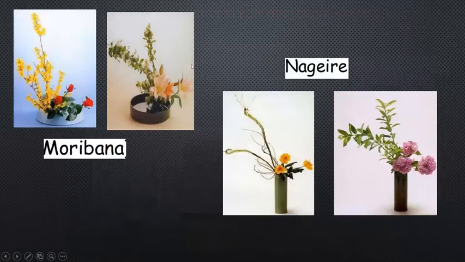So this is a Moribana Japanese arrangement. In all these flower arrangements, they follow the principles of heaven, man, and earth. Okay, you can see a very tall stem, a shorter one, and a very short stem. Okay, next is Nageire. It's another Japanese flower arrangement.